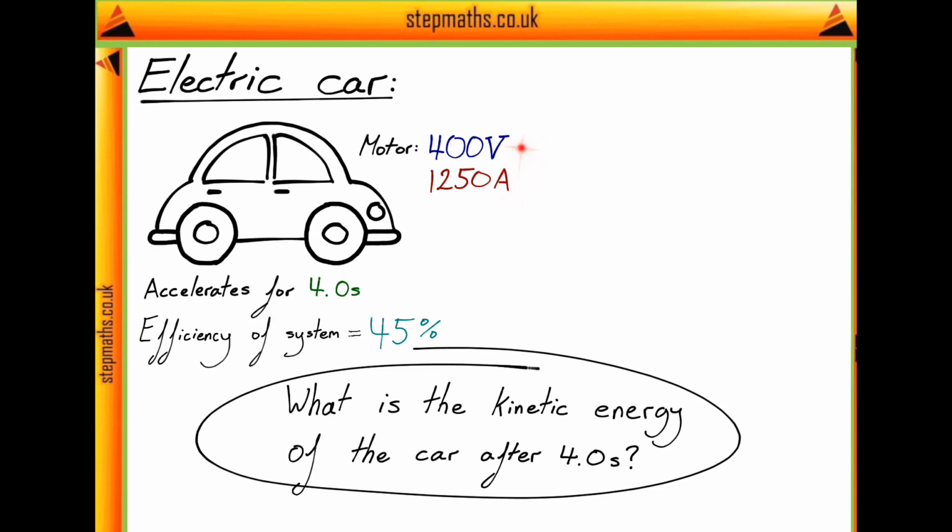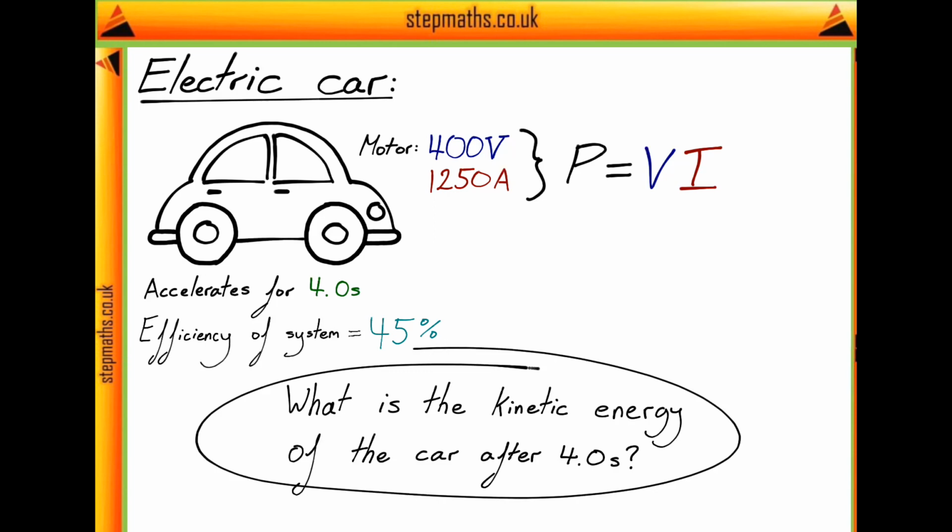So, the motor, we're told, has a voltage across it of 400 volts and a current through it of 1250 amps. Now, whenever you see these two together, this should generally spring to mind the formula that the power of an appliance is equal to the voltage across it multiplied by the current through it. Especially with motors, this is an equation which comes up quite often, especially whenever you're talking about energy or power.